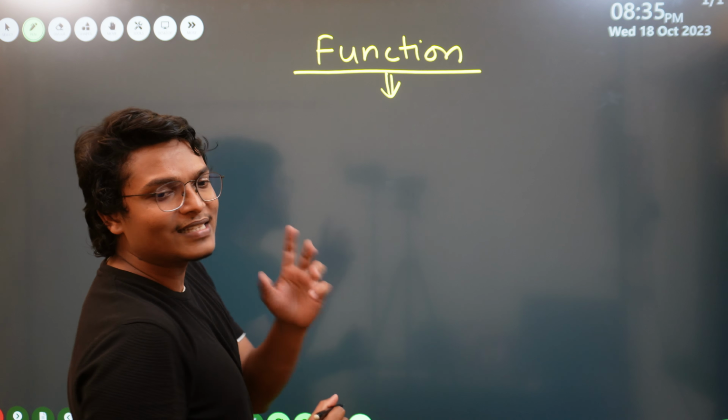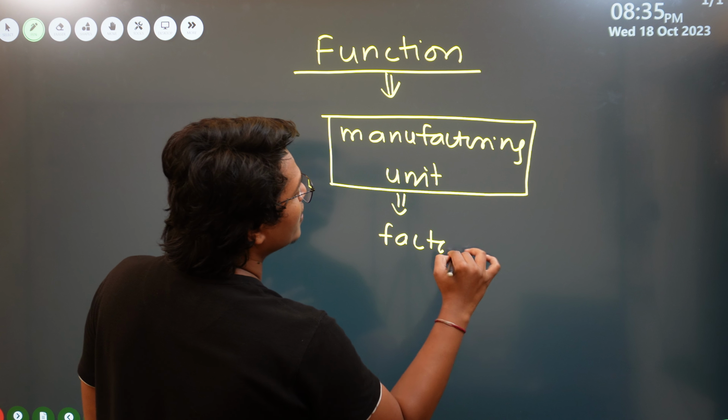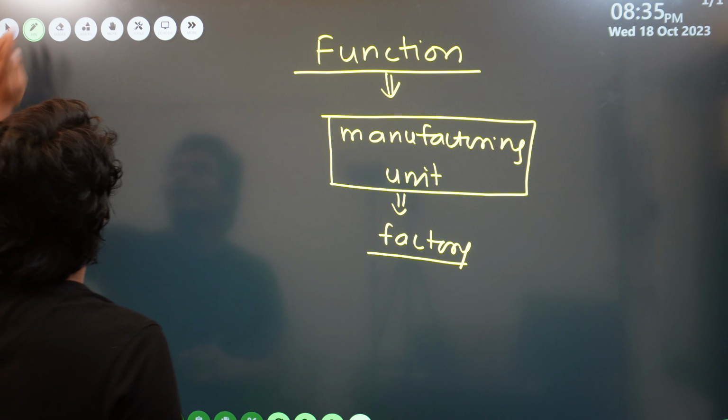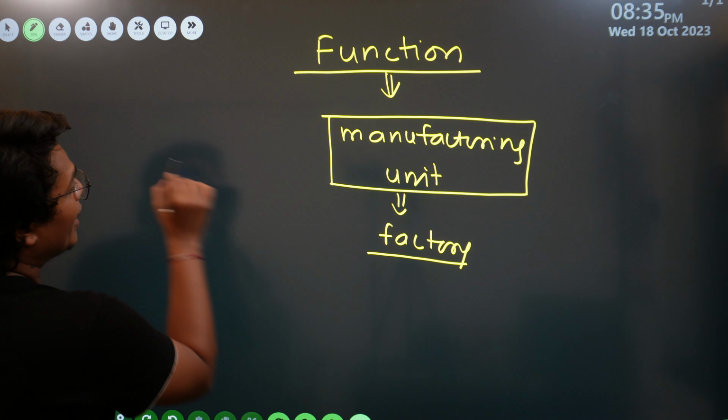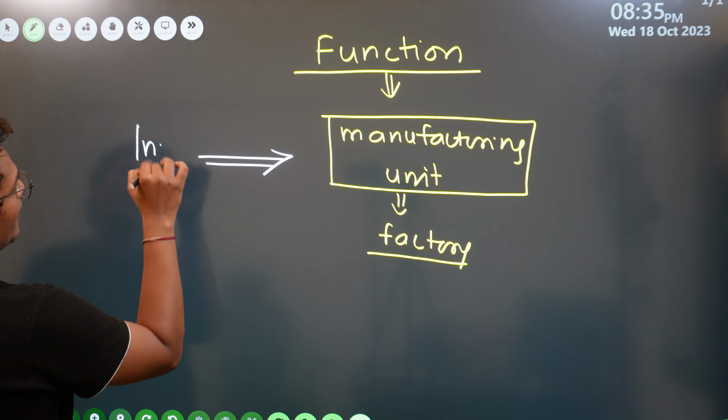What do I mean by manufacturing unit? I mean it is like a factory. Function is like a factory, right? If I give input, after processing on the raw material we have inputted, we are going to get the output. So function is like a factory where we put in the input and we get the output.